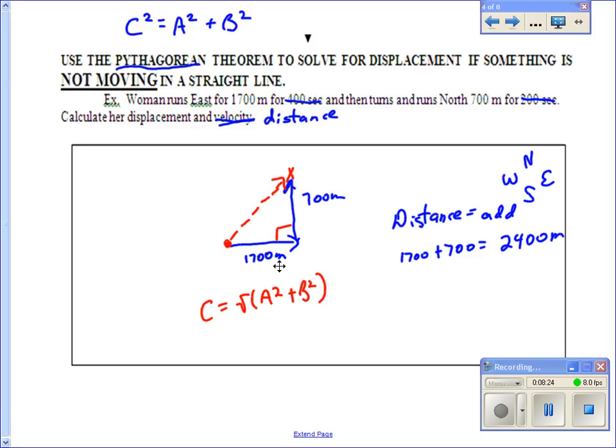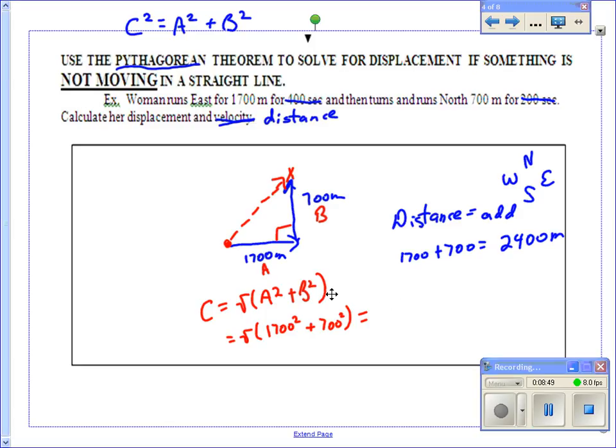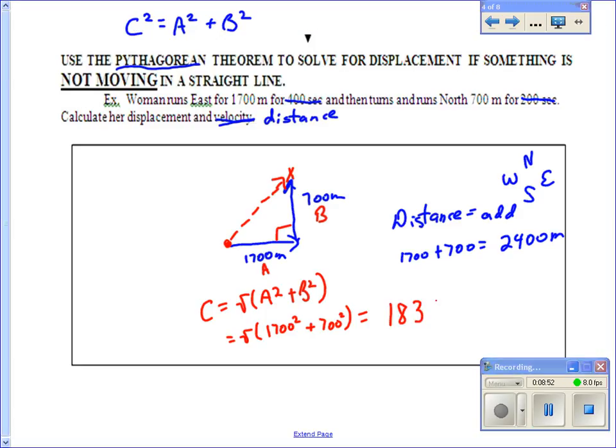Now, it doesn't matter if you label the 1,700 your A and the 700 your B, or if you label 700 your A and 1,700 your B. Just put it in your calculator, square root of 1,700 squared plus 700 squared. And then when you solve for that, you will get 1838.47. We're not going to care about the decimals.